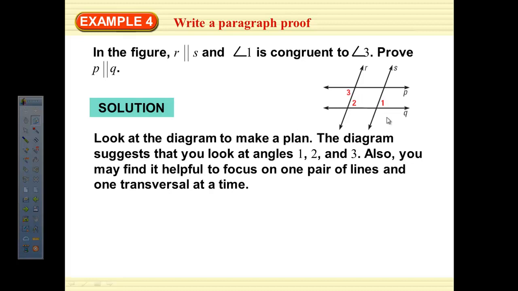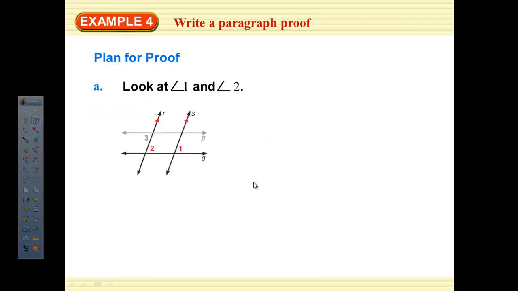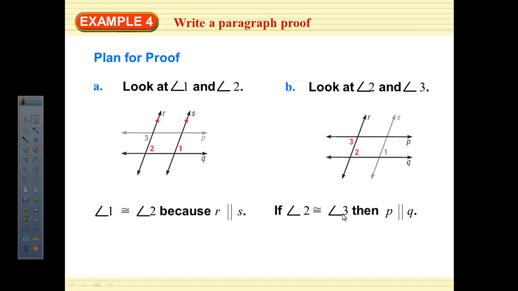So we look at the ideas, and we know we're going to look at angles 1, 2, and 3, and we know that we want to focus on just one set of parallel lines and one transversal. So we're going to be looking at R, S, and Q at first. So if we look at 1 and 2, and we look at just R and S being parallel, we know these are corresponding angles. Okay? And then we look at 2 and 3. Now 2 and 3 have the transversal of line R and these parallel lines. And we know if 2 and 3 are congruent, then those lines are parallel. So this is where we want to be.